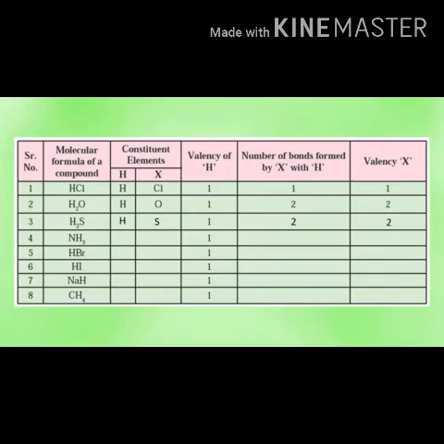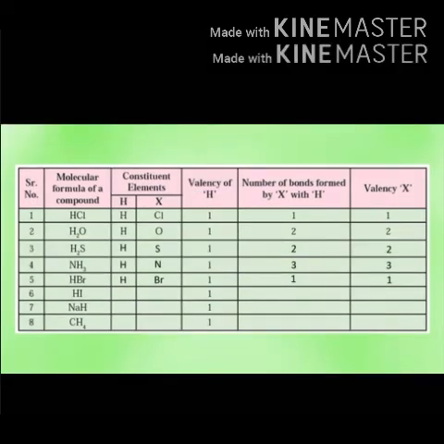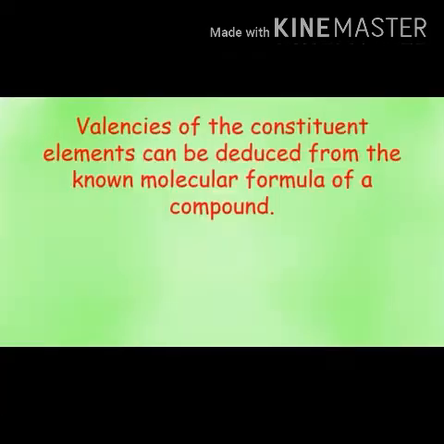Next is NH3, that is ammonia. Constituent elements are H and N, that is nitrogen. Number of bonds formed by nitrogen with hydrogen is 3 because molecular formula is NH3 and the valency of nitrogen is 3. Next is HBr. Constituent elements are hydrogen and bromine. Number of bonds formed by bromine with hydrogen is 1 and the valency of bromine is also 1, which is equal to the number of bonds formed with hydrogen. In this way, you can complete the remaining table.